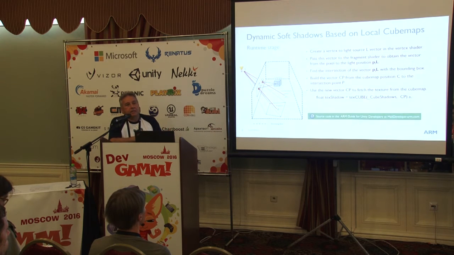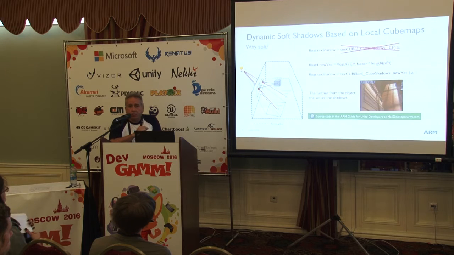As simple as that. The implementation of this technique is just one fetch of the texture from the cube map and a couple of lines for finding the intersection point. I will point you at the end to where you can find the source code of the shader. We can't go through it now because we don't have enough time, but it is already published.